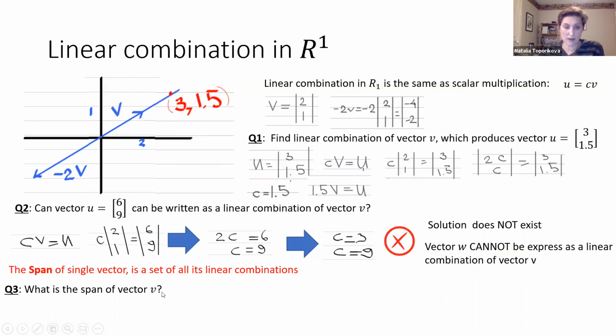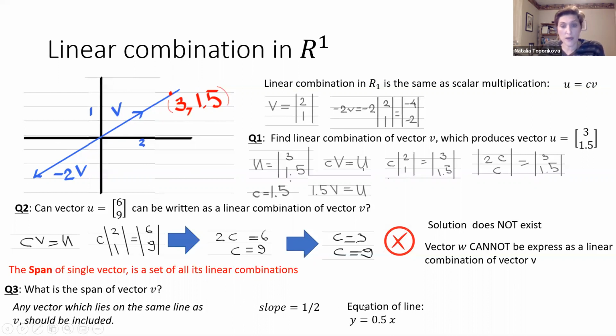So what is the span of vector v? Clearly, to be a linear combination of vector v, we should be on the line spanned by v. So what kind of line is this? It's a convenient one. It passes through the origin. So all we need to do is find the slope, which will be a half. So the equation of our line is y is equal to 0.5x. Or in other words, we can say the span of our vector v is the line y = 0.5x.